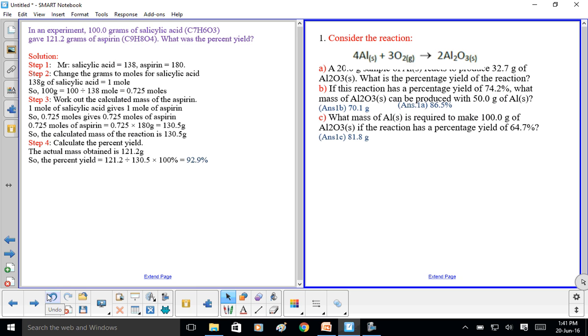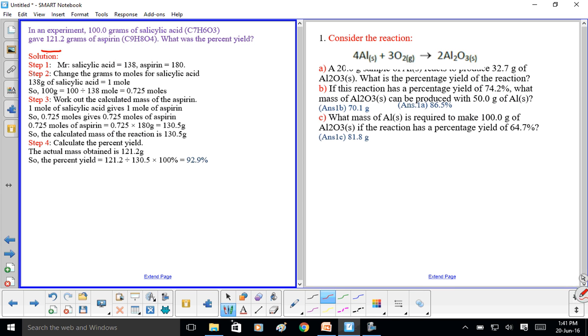For example, I have an example from a past paper. An experiment is having 100 grams of salicylic acid, and it is giving you this much amount of aspirin. What is the percentage yield? So these are the certain steps. First of all, this is the 100 gram of salicylic acid, and it gives you this much. So what is the percentage yield?